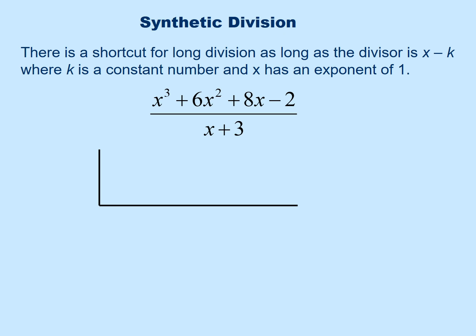Now, notice class that in the divisor, this is what I was telling you, you have to check the divisor. And notice that the divisor is in the form of x minus k. Although it's not minus here, it's plus, but it doesn't matter, for as long as you have the variable x as the first term of the divisor, followed by any constant number. And make sure that your variable x has an exponent of 1. So in this case, we can apply synthetic division.